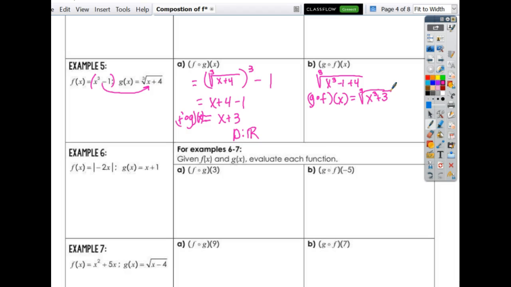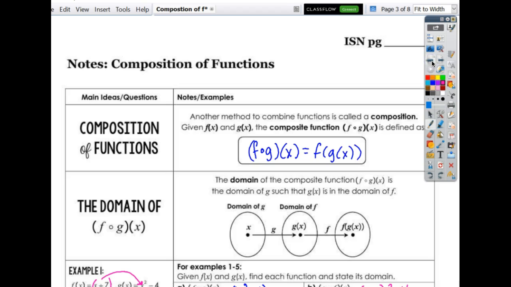Okay, so this is all I can do. So if it's the cube root, can I take the cube root of x to the third plus 3? I can't. So the domain here is all real numbers. And I do want to go back on the front, on this.